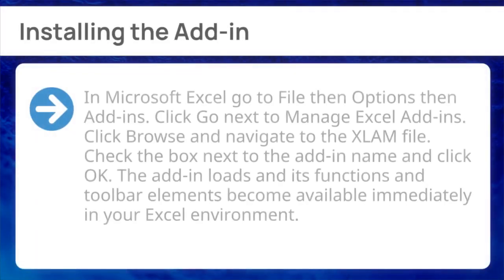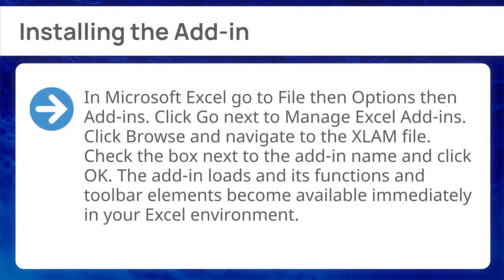First, installing the add-in. In Microsoft Excel, go to File, then Options, then Add-ins. Click Go next to Manage Excel Add-ins. Click Browse and navigate to the XLAM file. Check the box next to the add-in name and click OK. The add-in loads and its functions and toolbar elements become available immediately in your Excel environment.